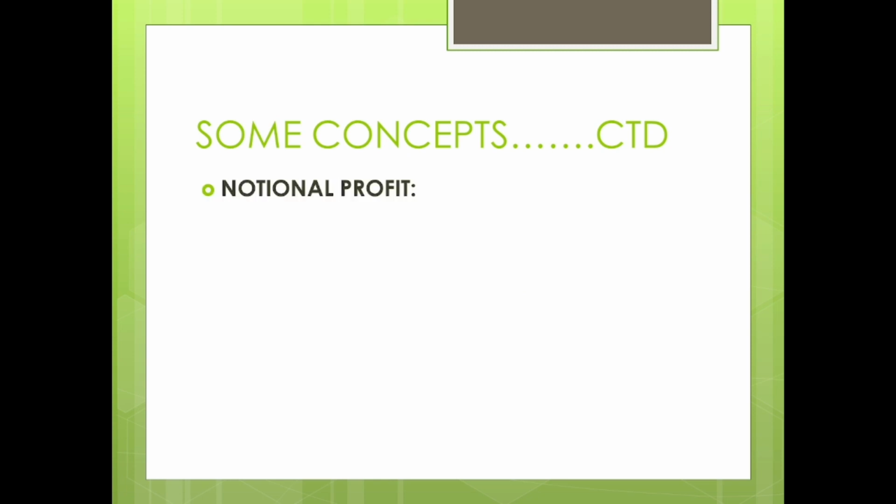The first one is the notional profit. A few moments back I already explained to you what notional profit is in a very simple manner. Notional profit means as the contract is for a long period of time, even then I have to find out whether I'm making profit or not. I cannot wait till the contract is over to realize what my profit is. So in between I try to find out what my profit is. That is known as notional profit. So let's see what notional profit is.